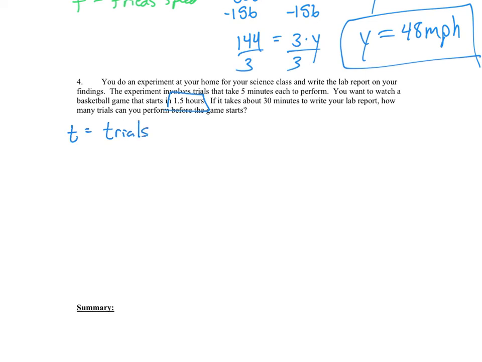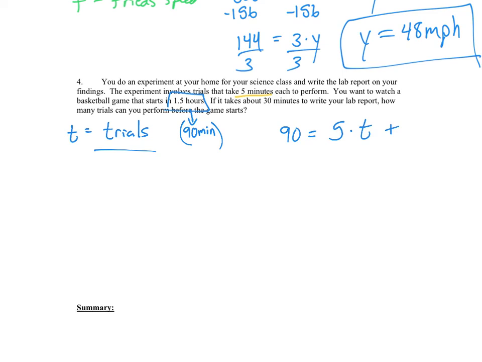So what we have here is a total time limit, 1.5 hours. Let's change that to minutes. That's 90 minutes. So we have 90 minutes to do this before the basketball game. And what we're doing is there's 2 things. We are writing a lab, and then we're also doing these trials. So how long do the trials take? Each trial takes 5 minutes. So 5 minutes times T, because it's 5 minutes for each trial that we do. So 5 times T.